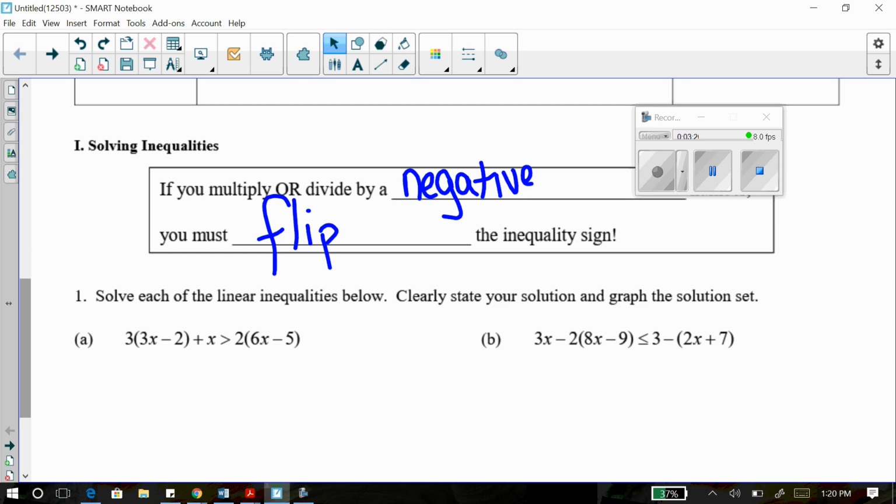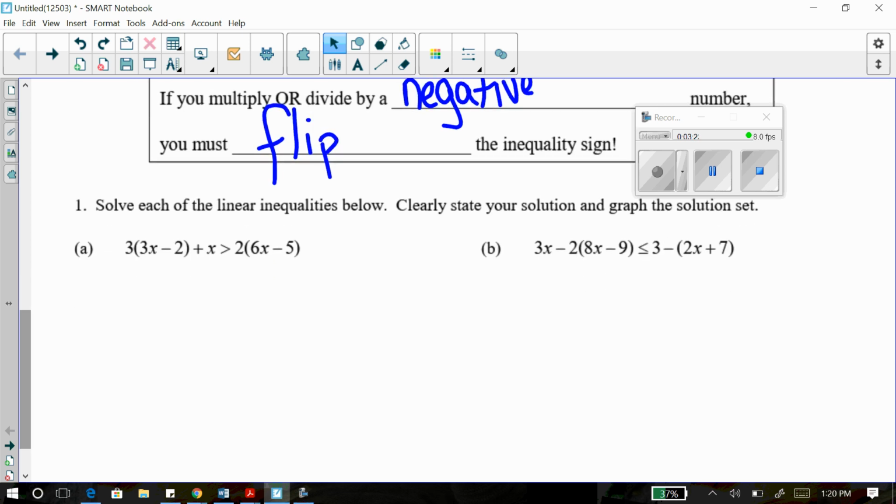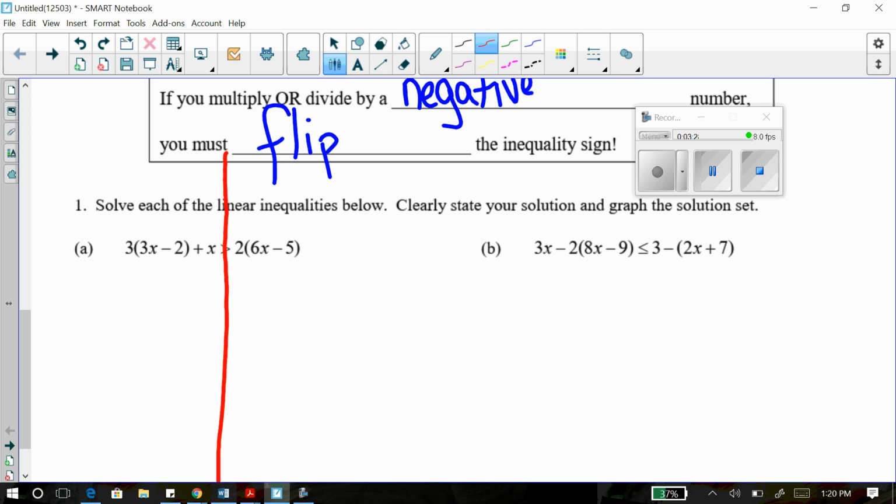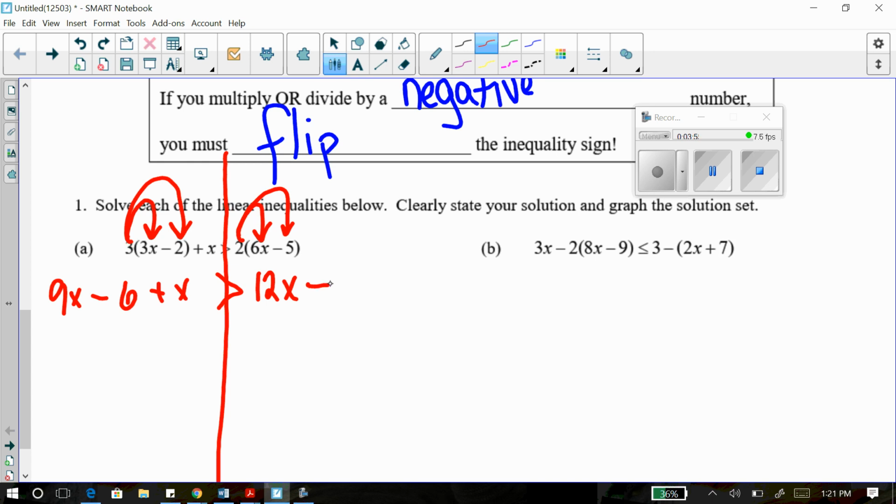Let's look at a few examples here. Just like an equation, you can draw a line down the middle where there's an equal sign. So we're going to go ahead and solve this as if we were to solve an equation. So let's distribute. 3 times 3x is 9x. 3 times negative 2 is a negative 6. Plus x is greater than, we're going to do all our distributing first. 2 times 6x is 12x. 2 times negative 5 is negative 10.